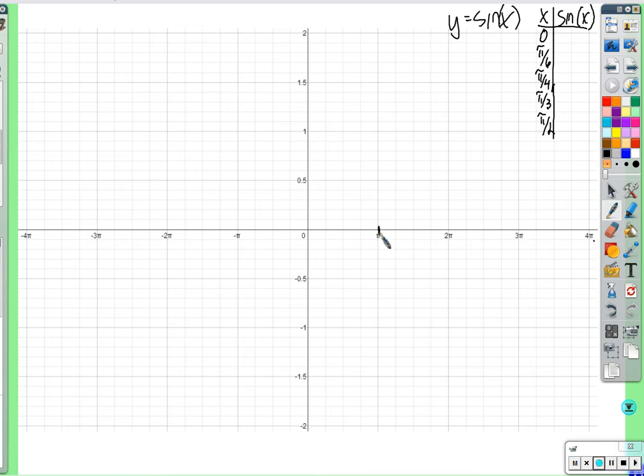So this is pi. And how big would this be right here? What angle would this represent? Pi over 2. Pi over 2, half of pi. How about that one? That would be pi over 4. Pi over 4, half of half. How about this one? 3 pi over 4, 3 fourths of the way to pi. That's how it works.